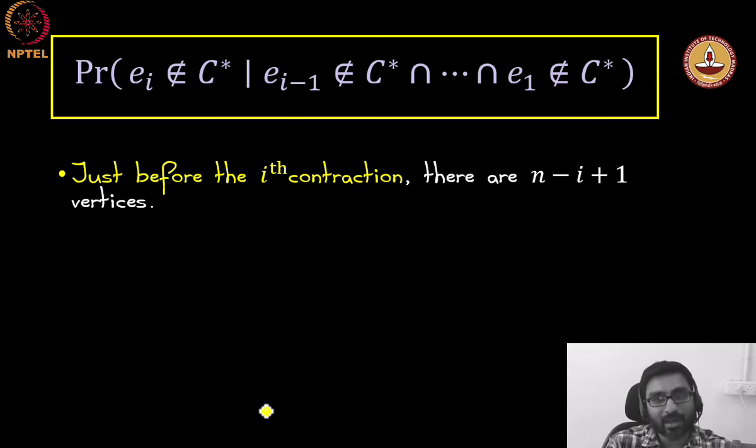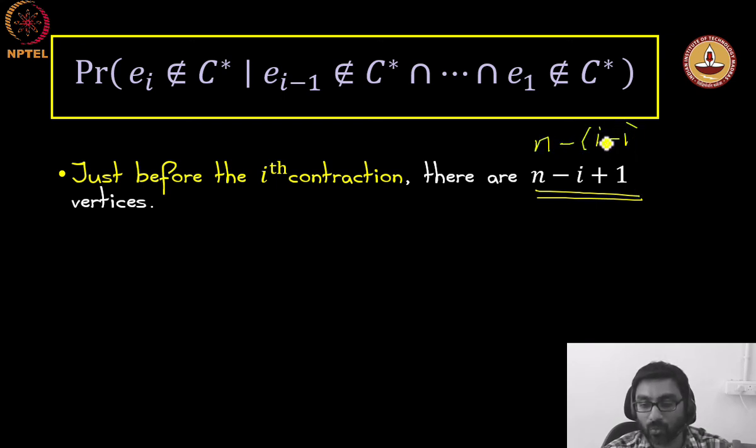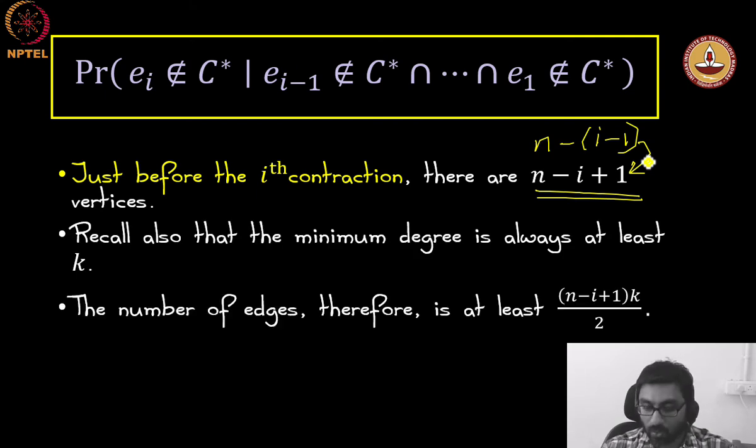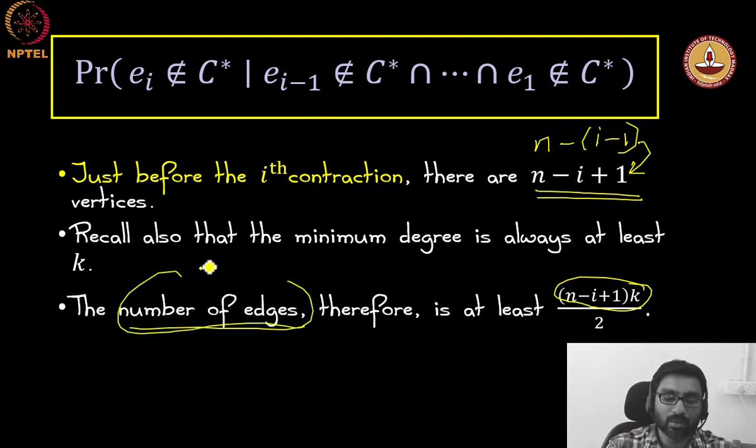Just before the ith contraction, how many vertices are there? Well, i minus 1 contractions have taken place, so you'll be left with n minus (i minus 1) vertices, which is n minus i plus 1. And each one of them has degree at least k. How do you count the number of edges? Let's count the total degree. There are n minus i plus 1 vertices, each of degree at least k. But the total degree double counts the number of edges, so if you divide by 2, you will get a lower bound on the number of edges.